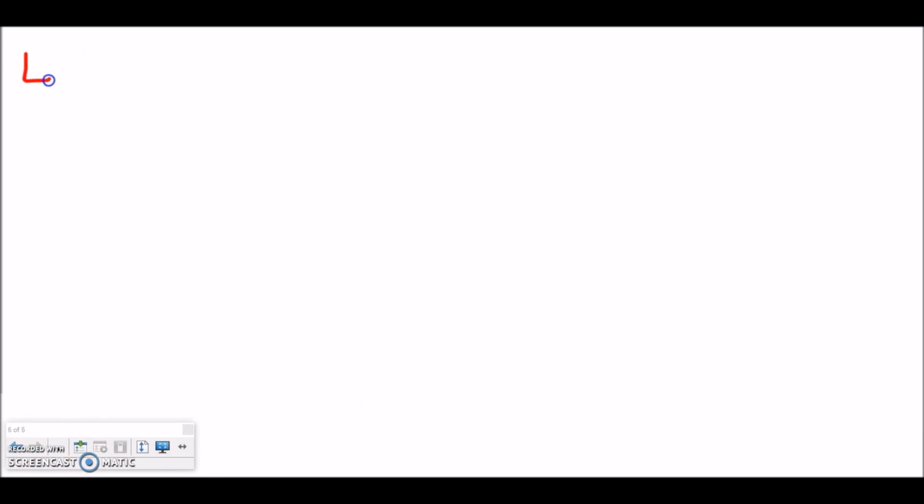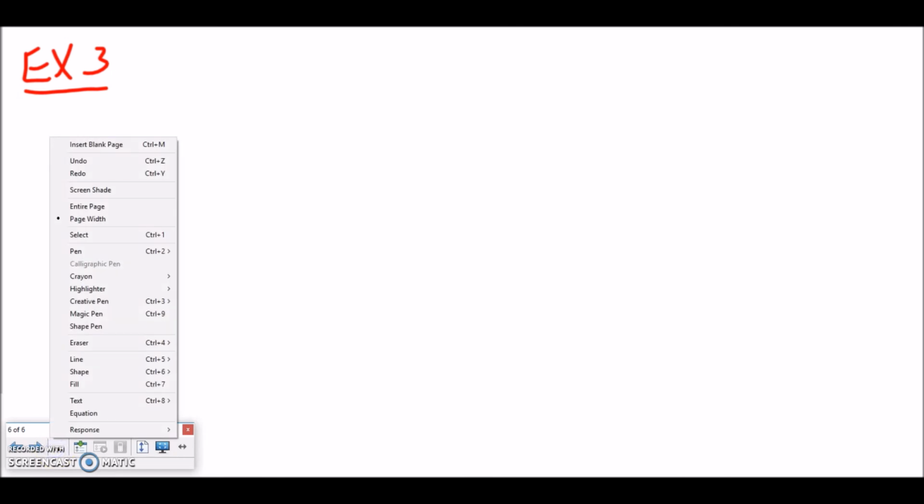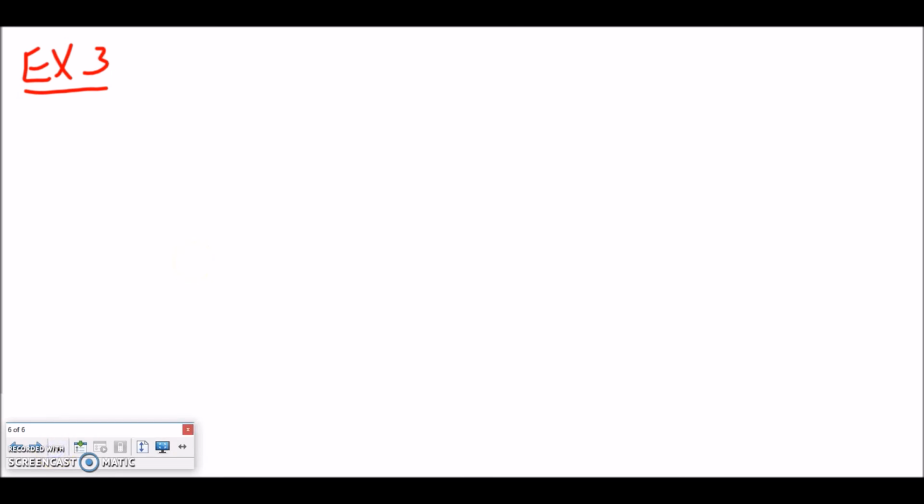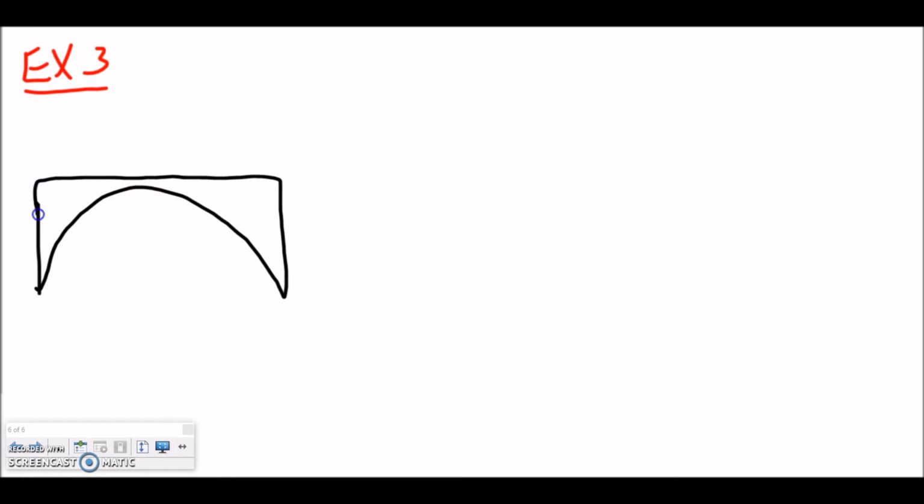In example 3, we're going to look at a different scenario. So you and your friend are standing on a bridge. This is the best bridge I can draw.